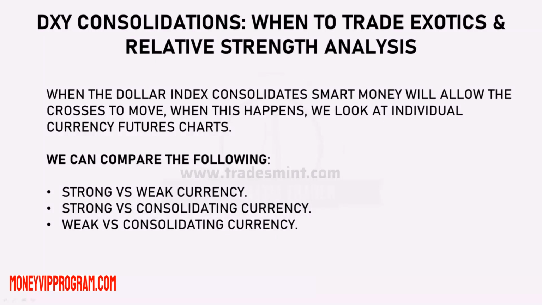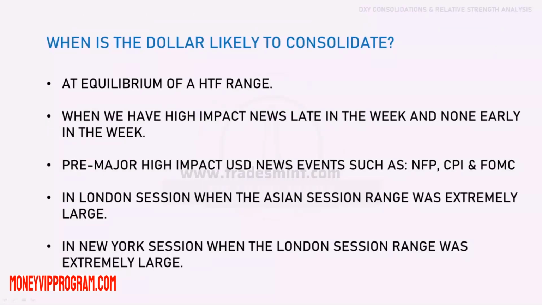And we can compare the following: strong versus a weak currency, strong versus a consolidating currency, and a weak versus a consolidating currency. Now, when is it most likely that the dollar index will consolidate? When it is at equilibrium of a higher time frame range, when we have high impact news late in the week and none early in the week, pre-major high impact US news events such as NFP, CPI or FOMC, in London session when the Asian session was extremely large, and then in New York session when London session was extremely large.